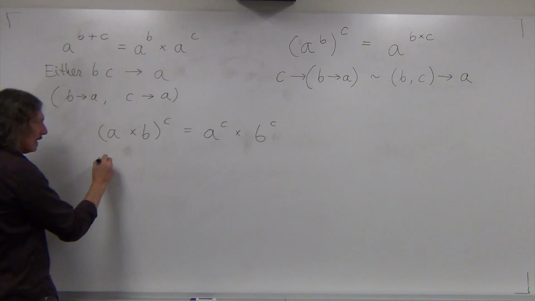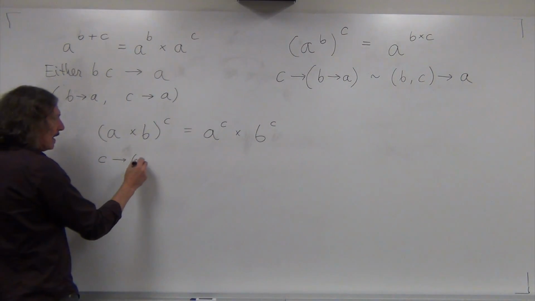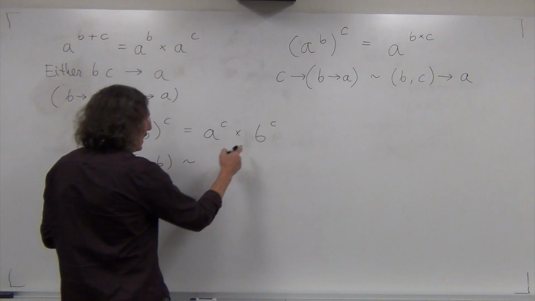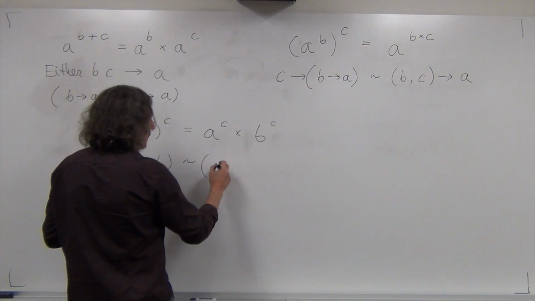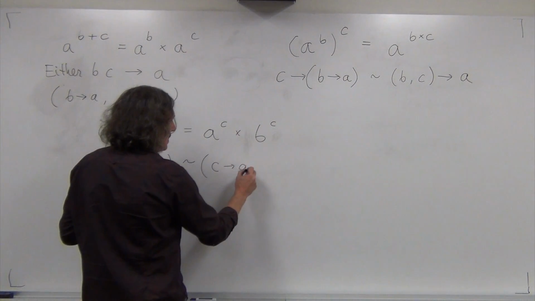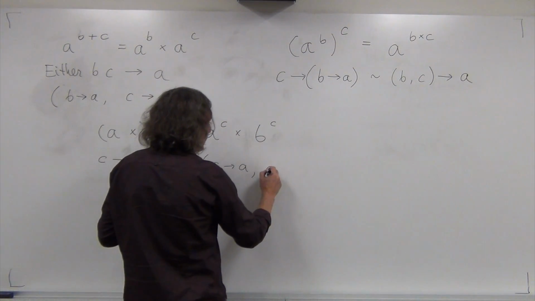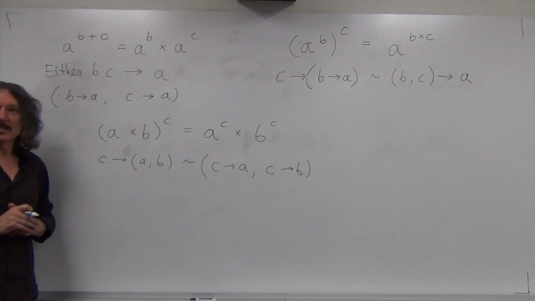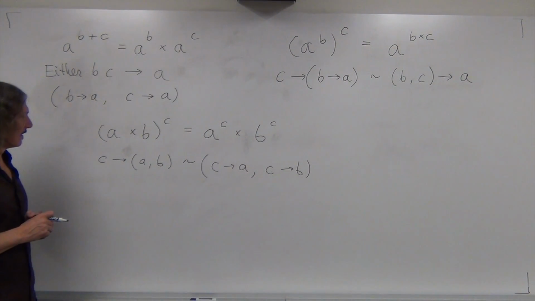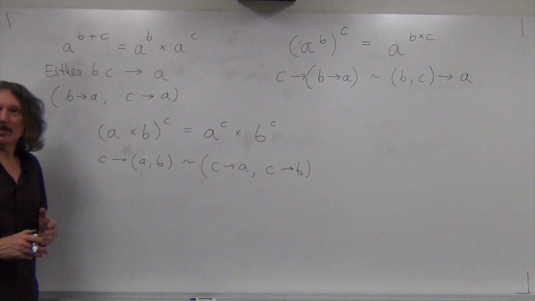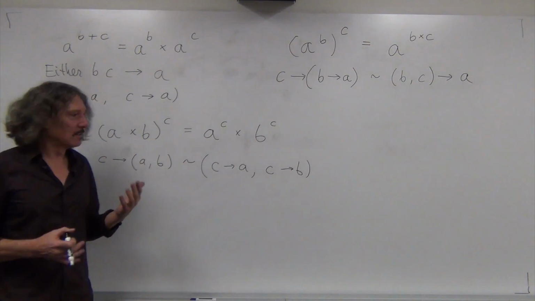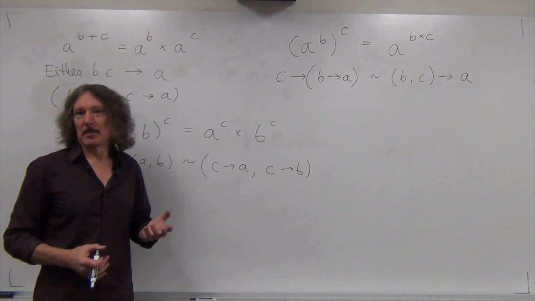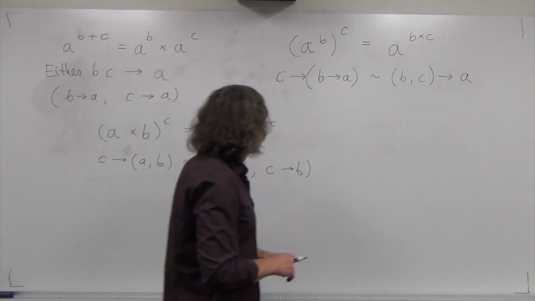So this is a function that takes a C and produces a pair AB, right? And this is a pair of functions. One function goes from C to A, and the other from C to B. Okay, does it make sense? Right? One function that produces a pair can be replaced by two functions that produce first element of the pair and the second element of the pair. Piece of cake.